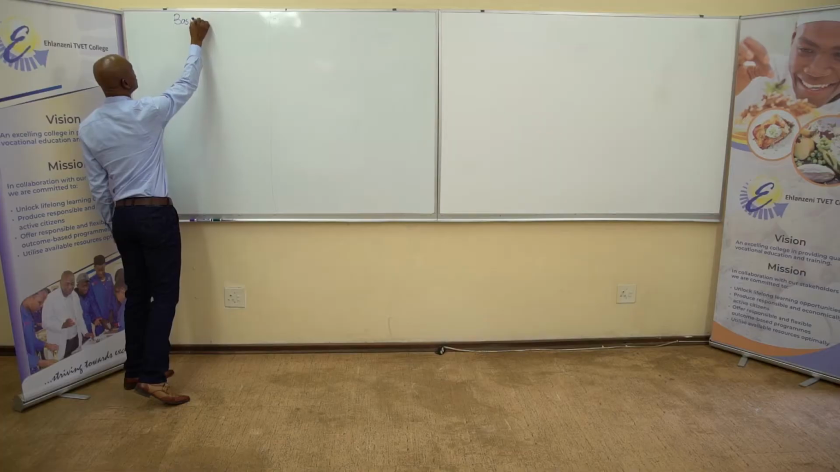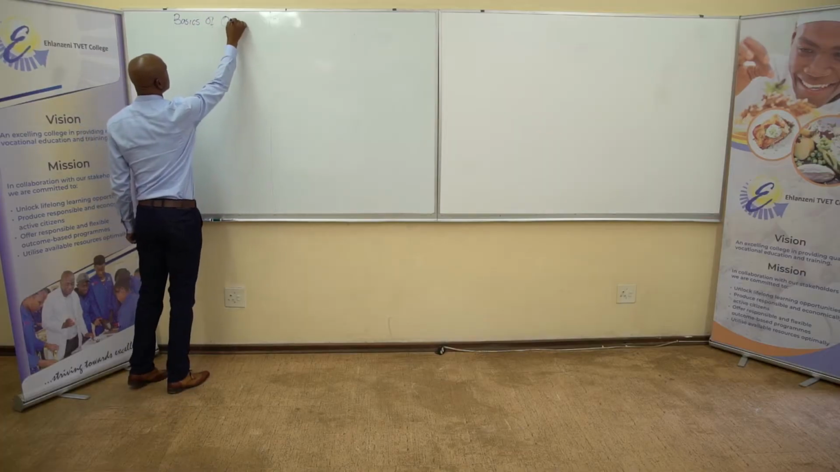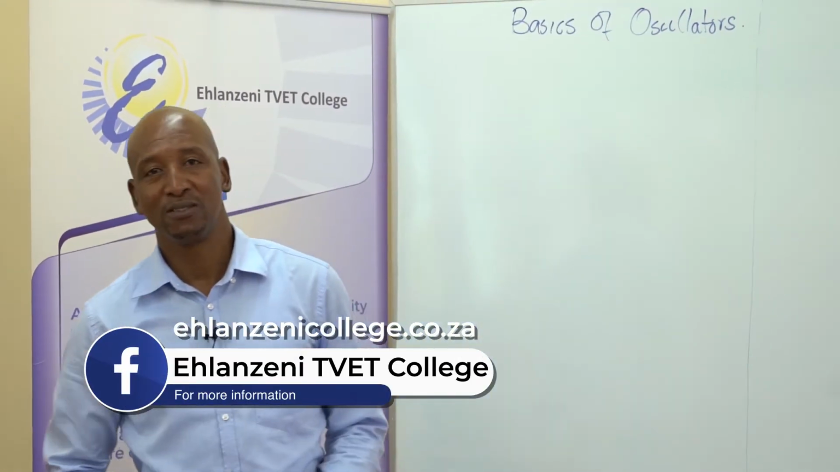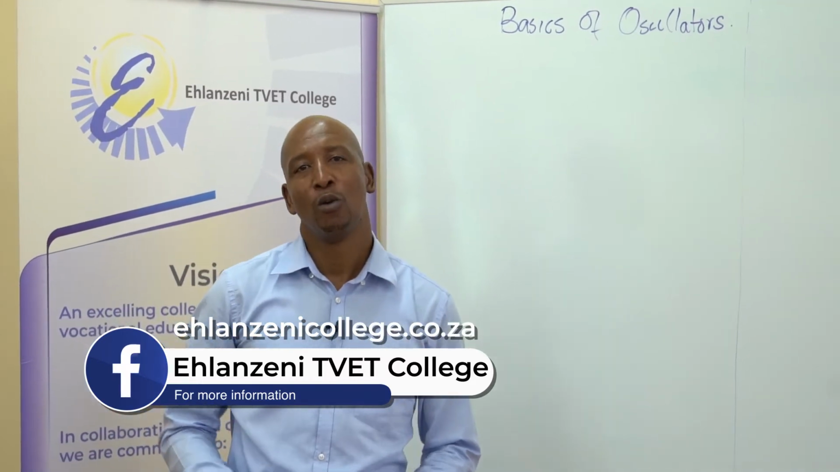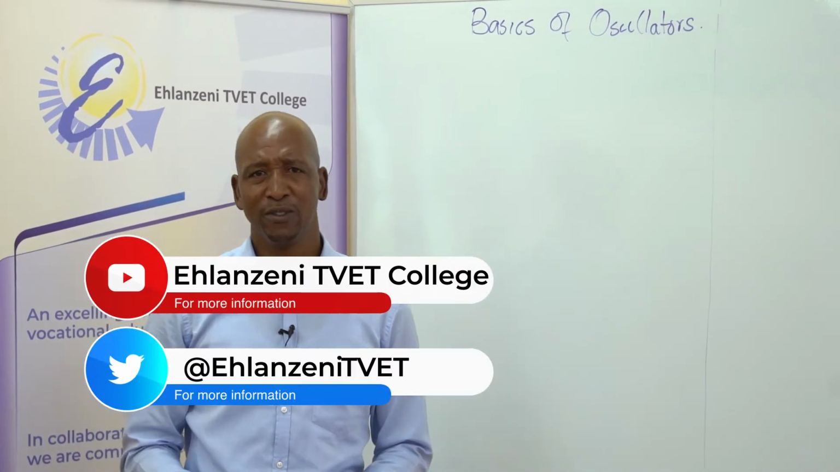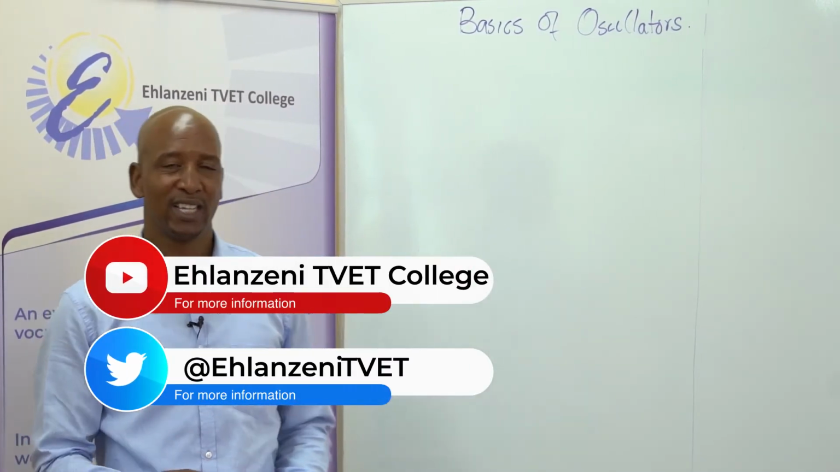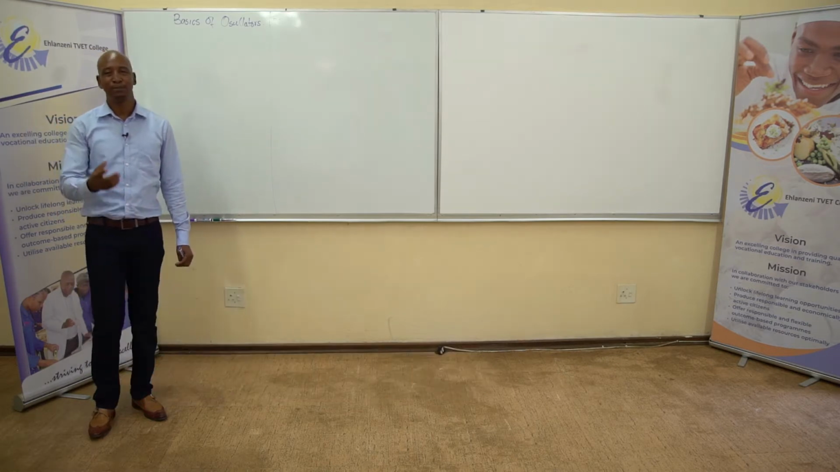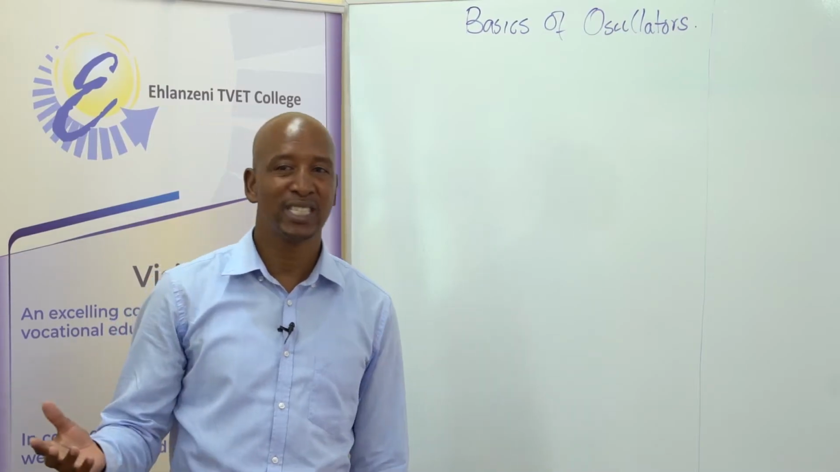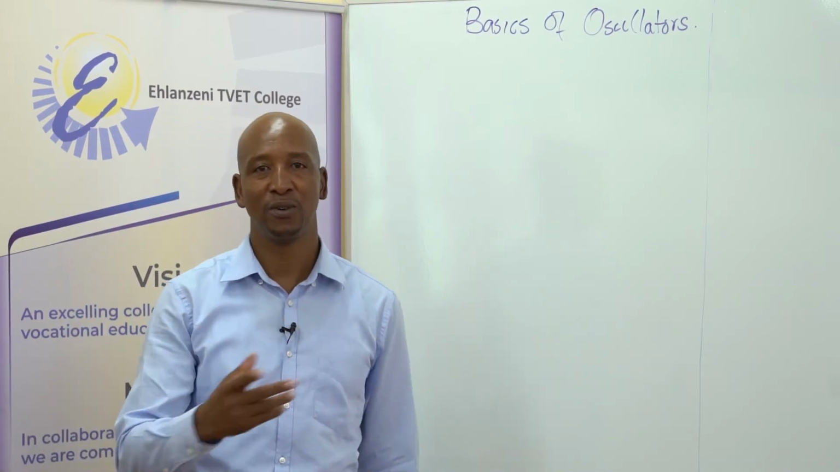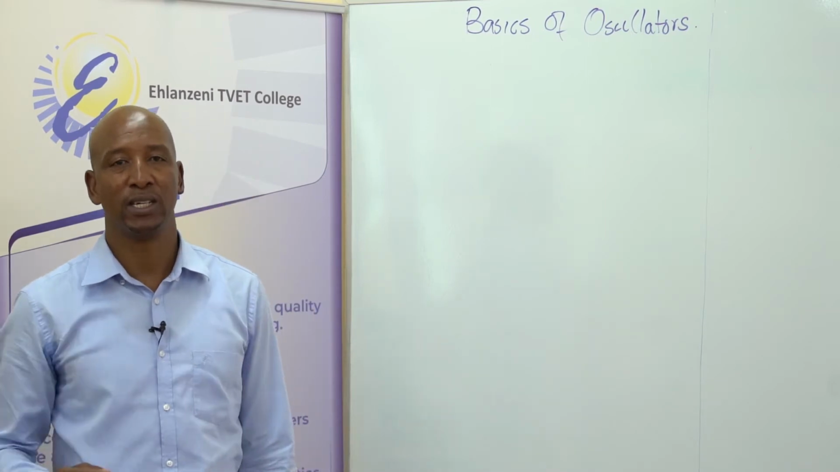Basics of oscillators. Well, you might be asking yourself, what is oscillation? Why do we need oscillation? If you go way back, there was an object called a pendulum. Oscillation can be basically defined as a movement of an object back and forth at a given speed.